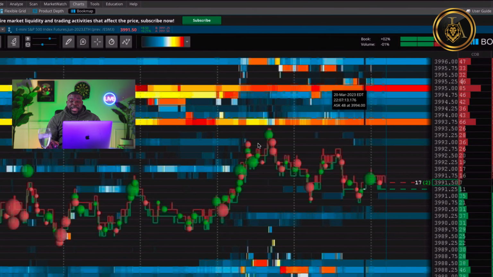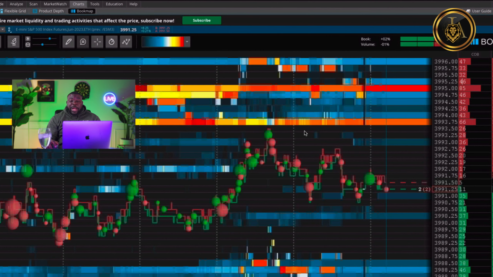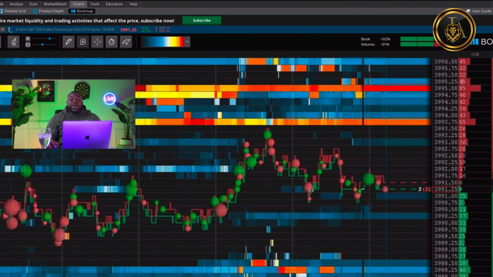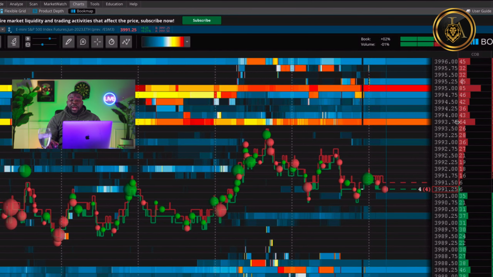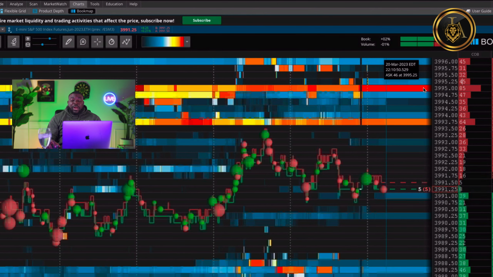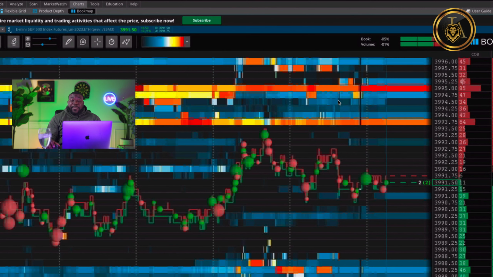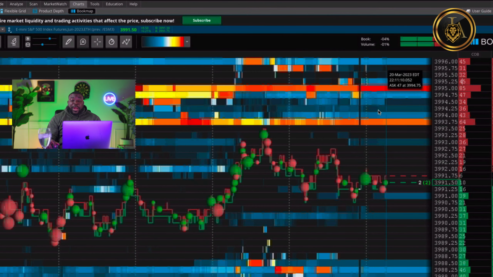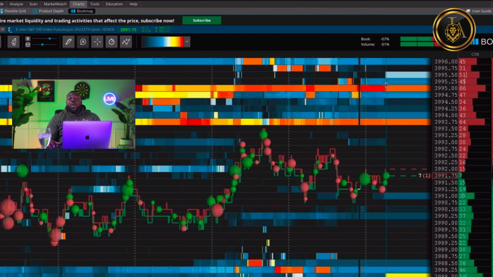Another thing, guys: the darker the area on top or on the bottom, the more resistance or support is there. So for example, this is orange. There's 66 sellers here. This is dark red. There are 85 lots of sellers here. This could be about 850 or 8,500 contracts from what I remember, literally waiting to be sold up here. So the darker it is, the more orders are there.